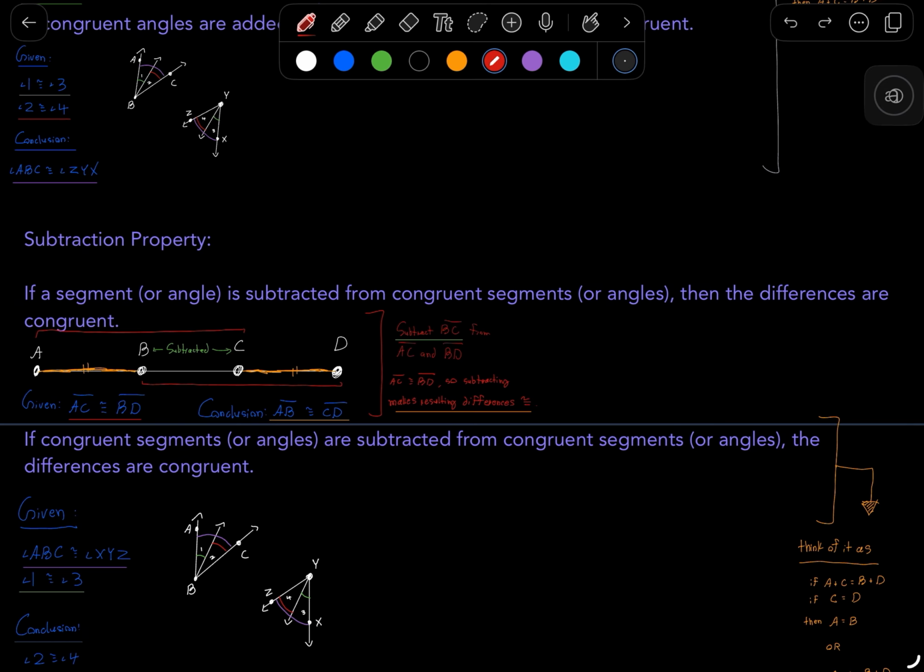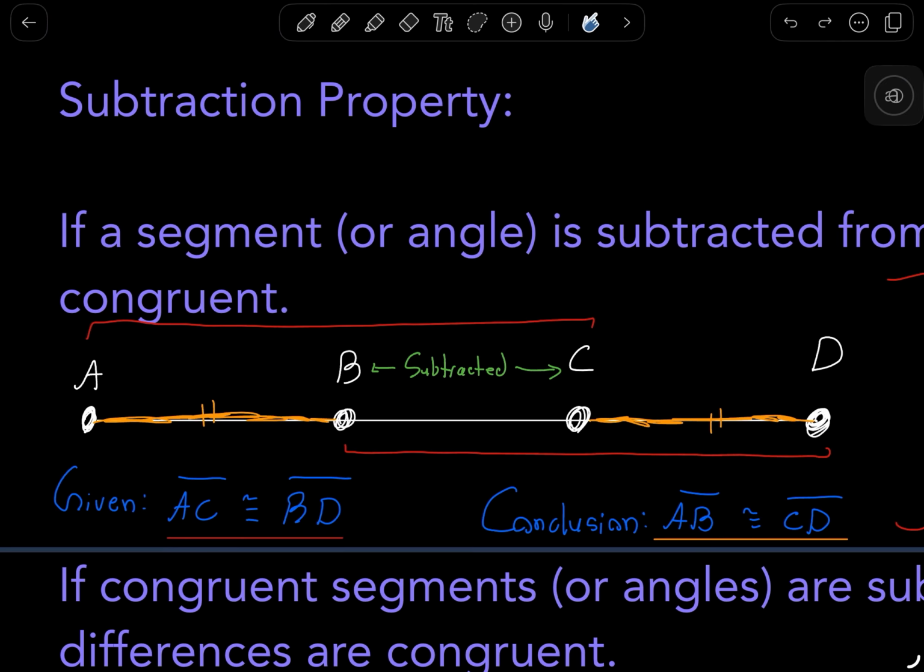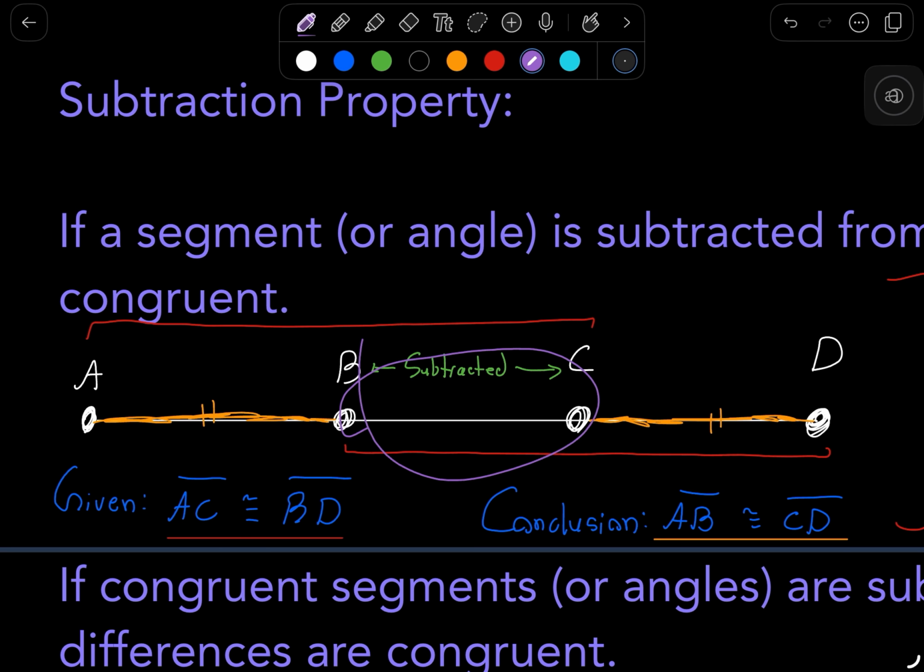Okay, moving on from that, we have the subtraction property, which is just reversed. This time, and again this is a theorem, if a segment or angle is subtracted from congruent segments or angles, then the differences are congruent. Once again, it's literally just backwards. If you have that AC is congruent to BD, you can conclude that these orange segments are congruent because you're subtracting BC, which is common to both. Because it's common to both, we can subtract that and the differences are going to be equal.